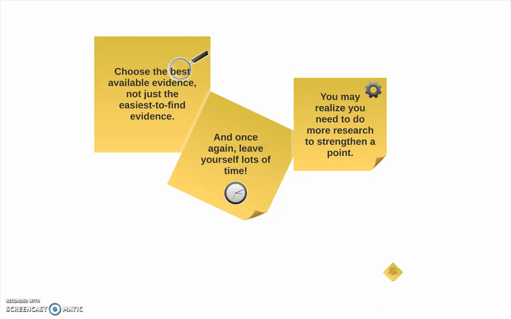Also, when you are finding research sources, avoid simply picking the first 3 or 4 sources you find, without looking further to see if there are other sources, further down on your results list, that might be helpful. You want to choose the best available evidence, not just the easiest to find evidence. And once again, leave yourself lots of time. You may think you have all of your evidence, but realize later you need to do more research to strengthen a point.